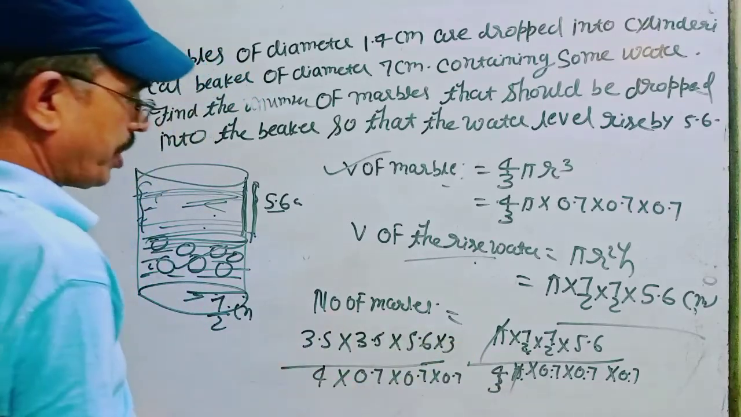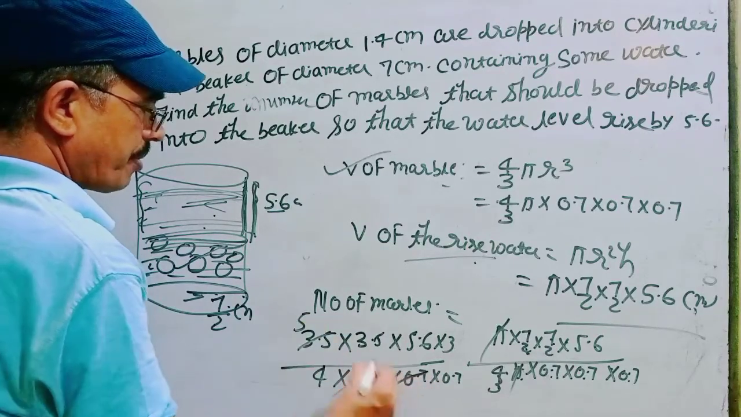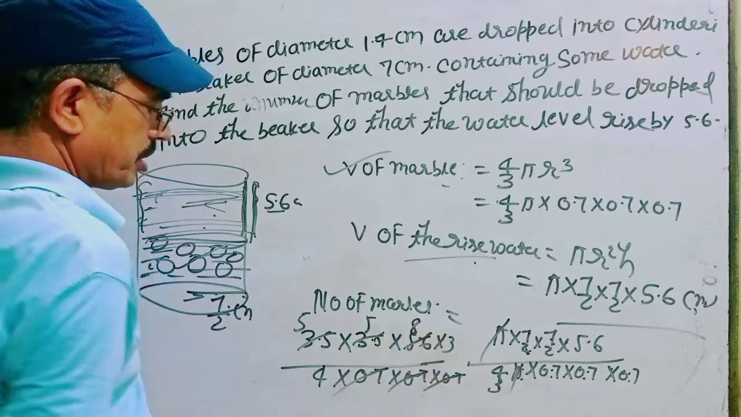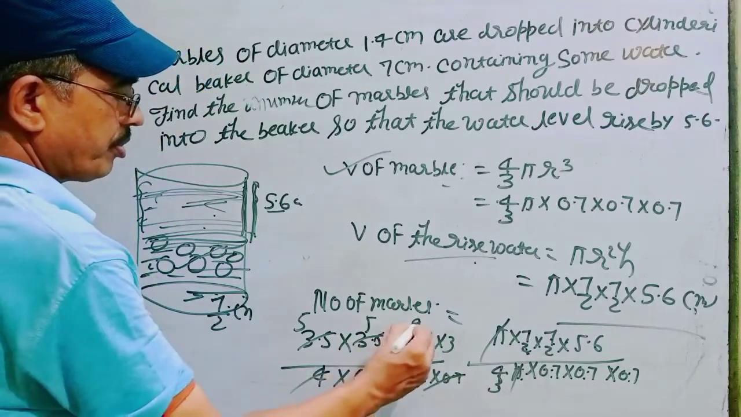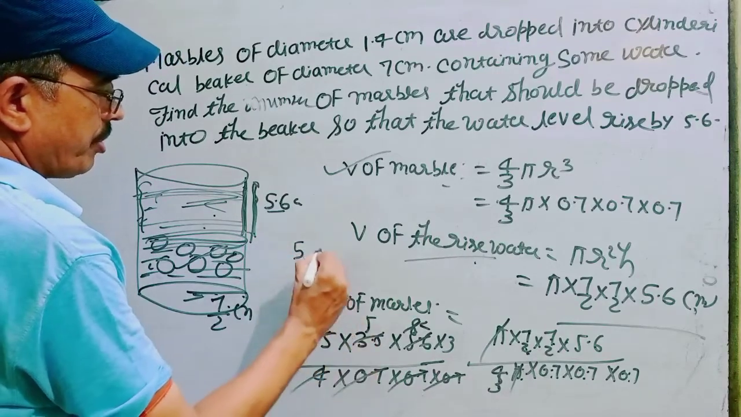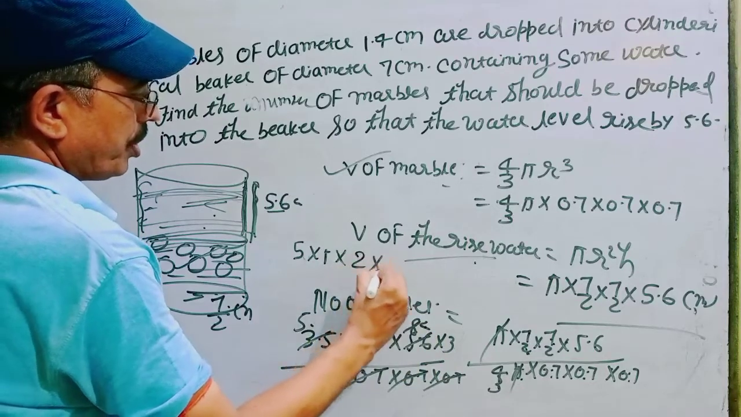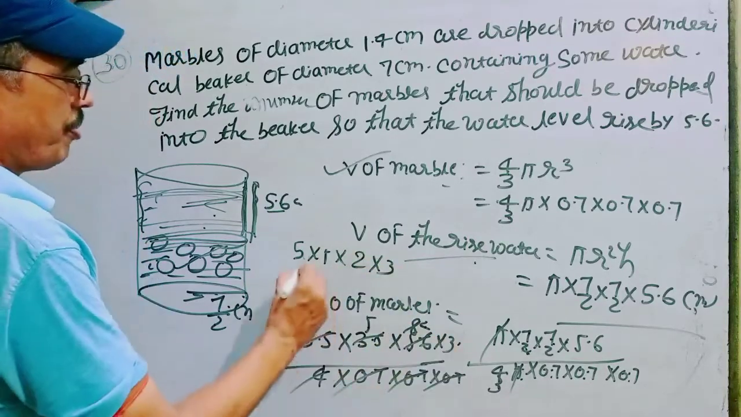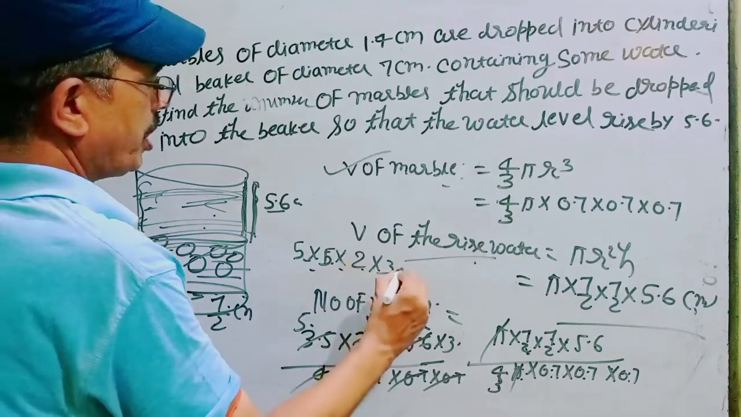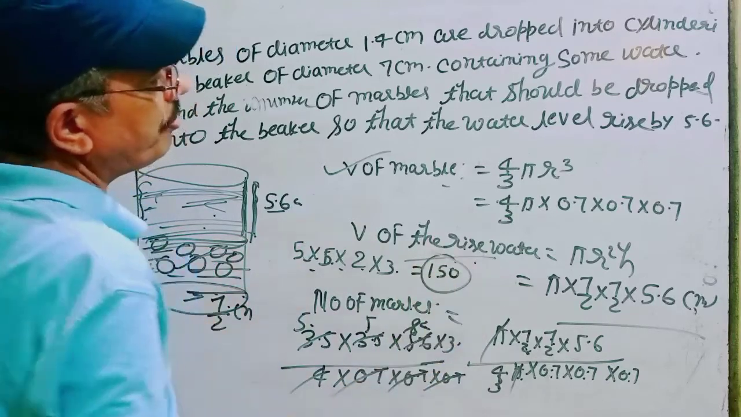So what is the number of this? Cancelling step by step, your number will be 5 into 5 into 2 into 3. So 5 5 is 25, into 2 is 50, and into 3 that is 150. That is the number of marbles.